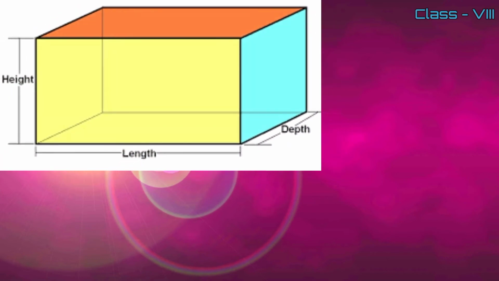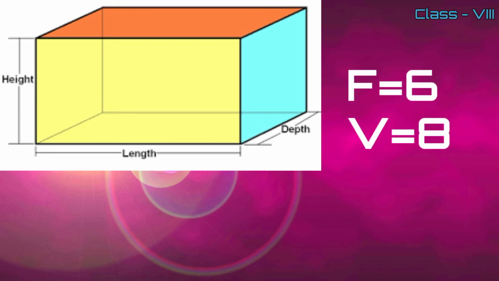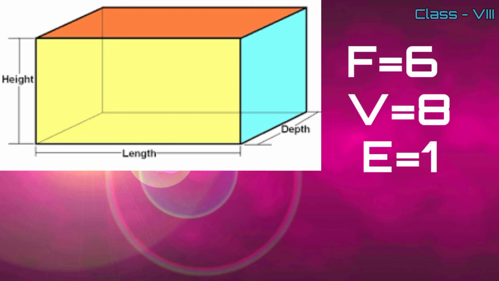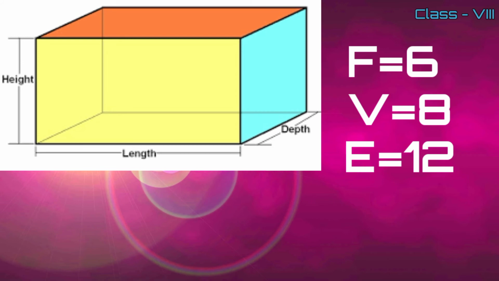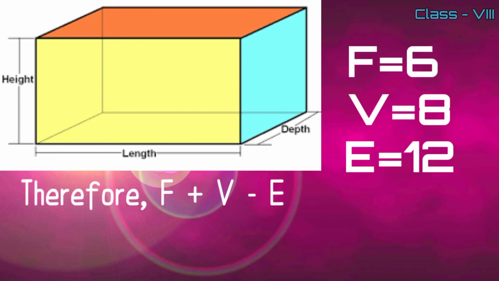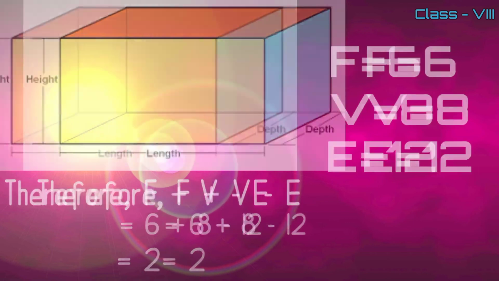If we consider a cuboid, then in a cuboid, the number of faces equals 6, the number of vertices equals 8, and the number of edges equals 12. Therefore F plus V minus E equals 6 plus 8 minus 12. That means 6 plus 8, 14, minus 12 equals 2. Therefore, the cuboid satisfies Euler's formula.